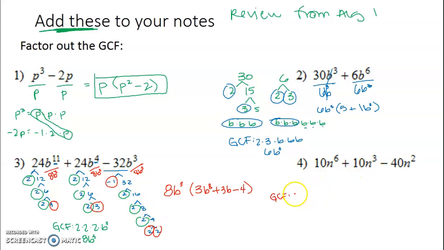So here the GCF is 10 because 10 goes into all three of those. And then n squared because it's always the smallest number for your letters. So I'm going to divide everything by 10n squared.